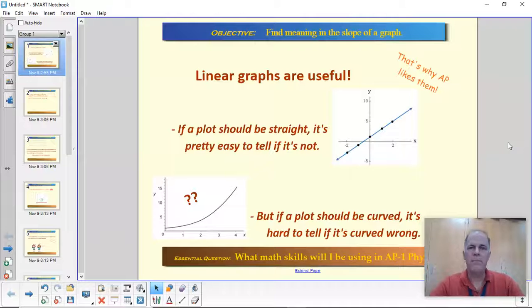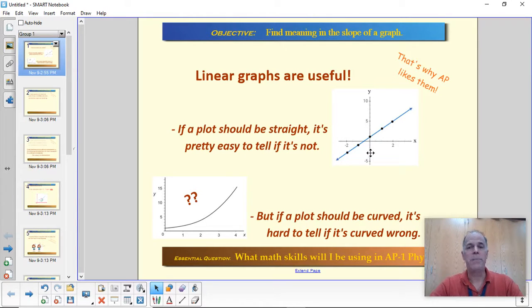Hey guys, today we're going to pick up where we left off with our math review at the start of the year, and we're going to look at linear graphs. Turns out linear graphs are very useful, which is why AP likes them so very, very much. As you recall from our math review at the start of the year, if a plot is supposed to be straight, it's pretty easy to tell if it's not.